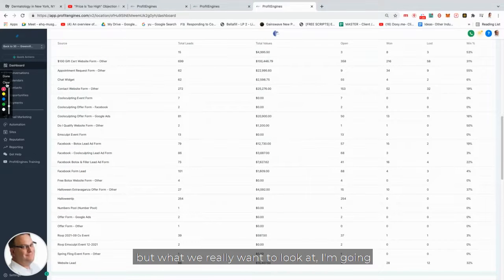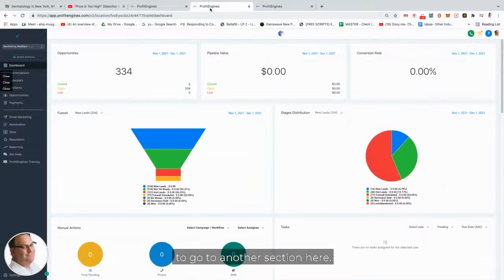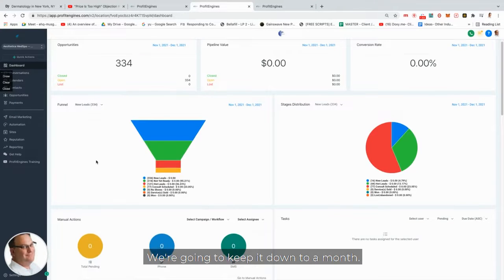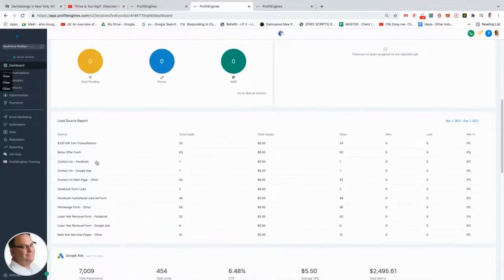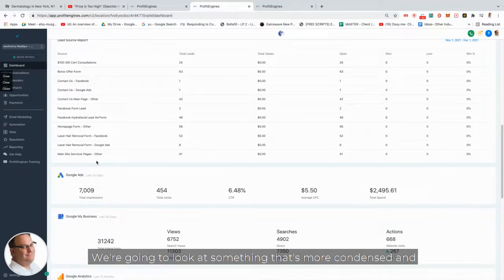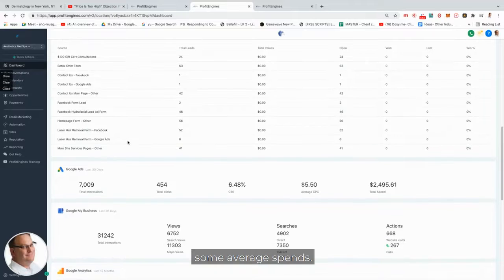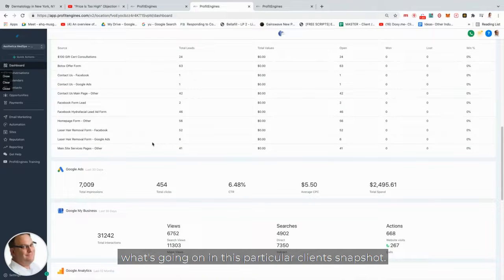But what we really want to look at, I'm going to go to another section here. We're going to keep it down to a month. We're going to go to a section of a typical client, something more condensed, with some average spend. So let's take a look at the playing field of what's going on in this particular client's snapshot. We can see they're running about 10 different types of offers.